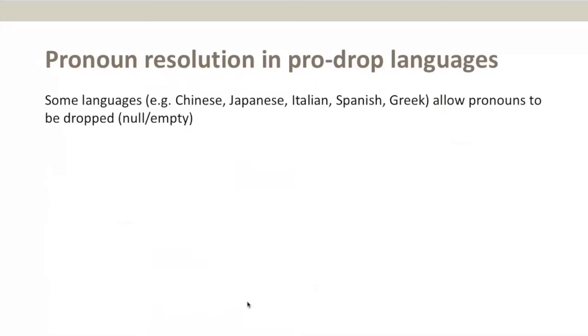Okay, so some of you might be asking what's a prodrop. Some languages, like Spanish, Japanese, Chinese, Italian, they have this property called prodrop, and it basically allows a subject to be empty.